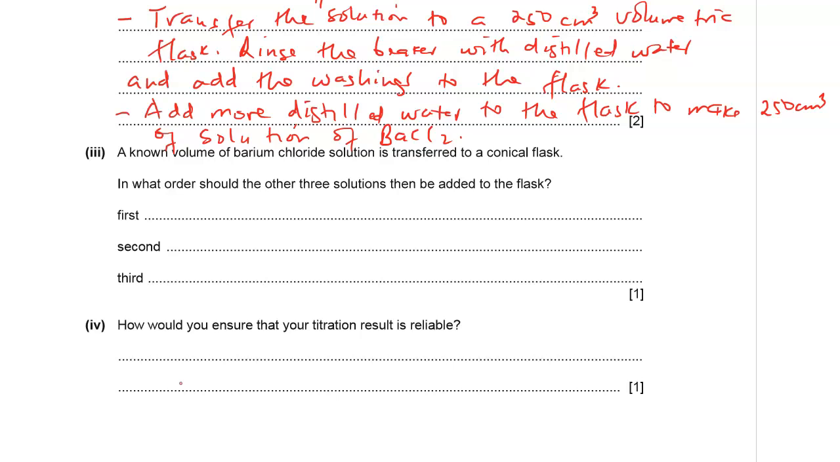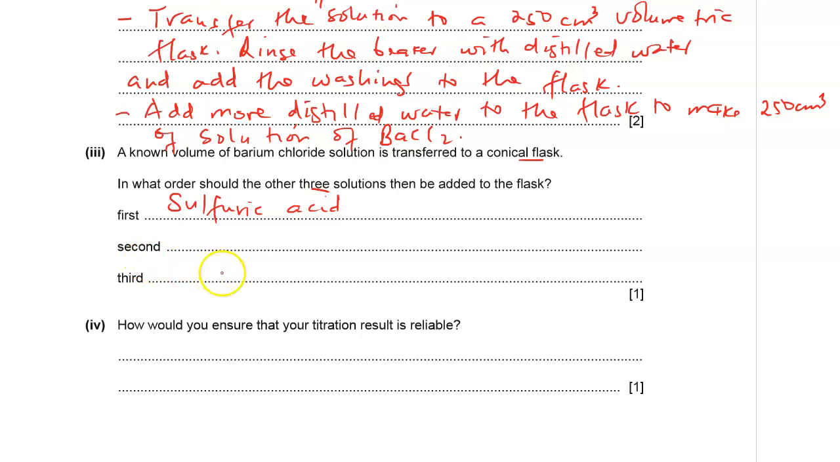So part 3, a known volume of barium chloride solution is transferred to a conical flask. Of course, use a pipette to do that, not a burette. In what order should the other 3 solutions then be added to the flask? The first one should be sulfuric acid. You need sulfuric acid there. So that sulfuric acid takes away the barium ions and frees the chloride ions.